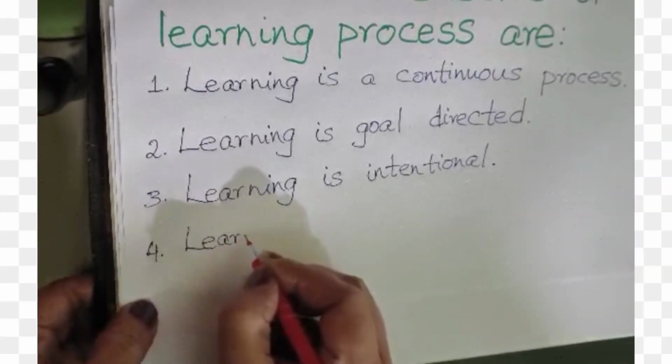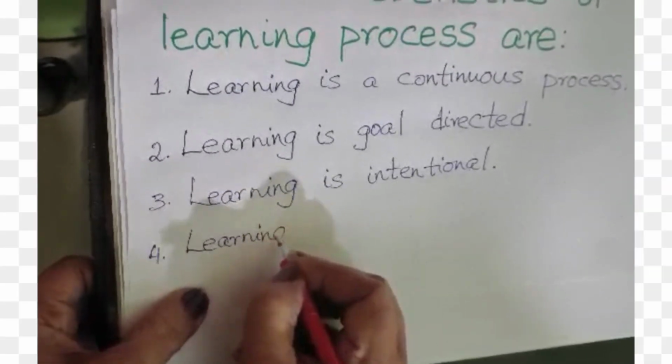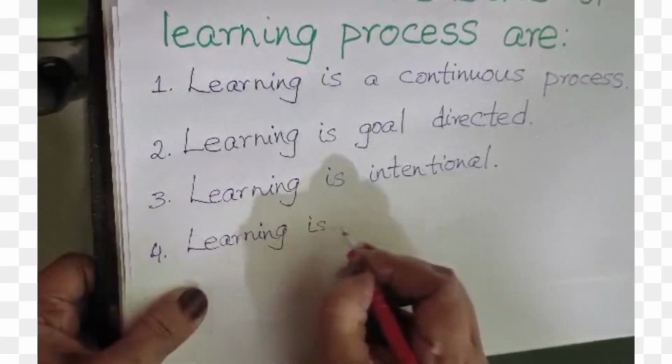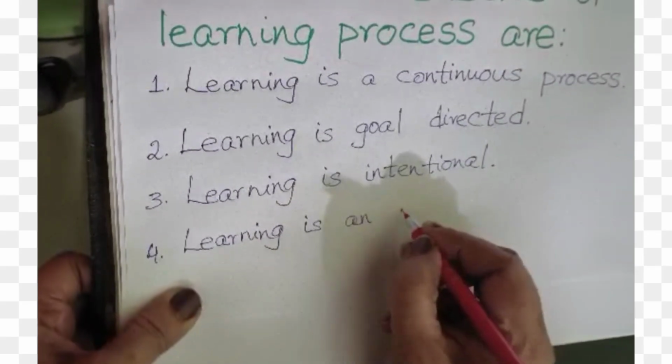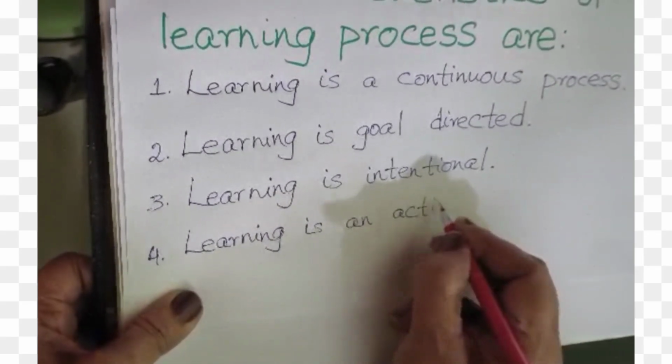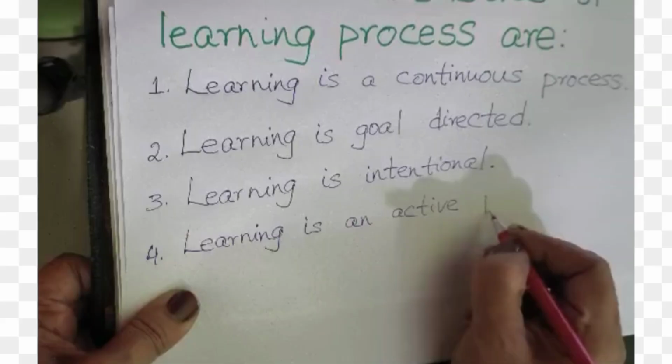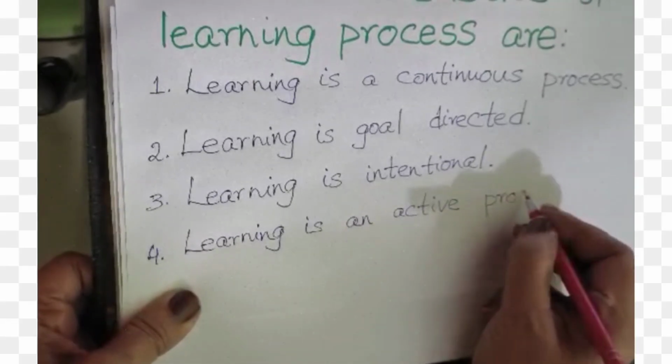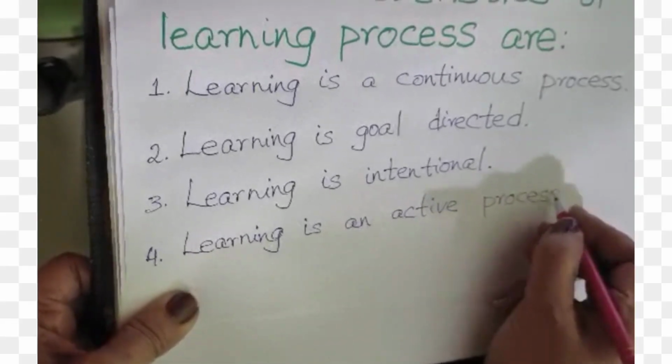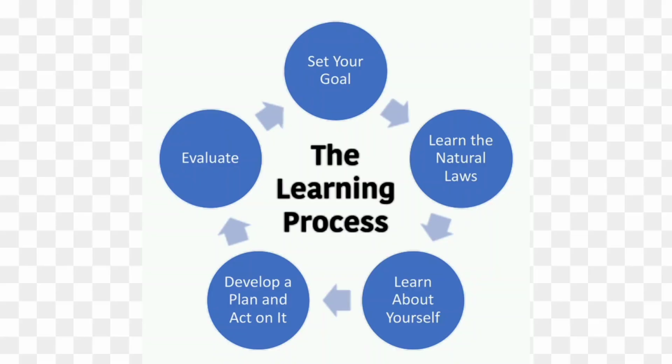Number 4, learning is an active process. One has to perform some activity, maybe physical or mental or both, to learn something. Mind has to remain active to acquire new experience, otherwise, no learning can take place.